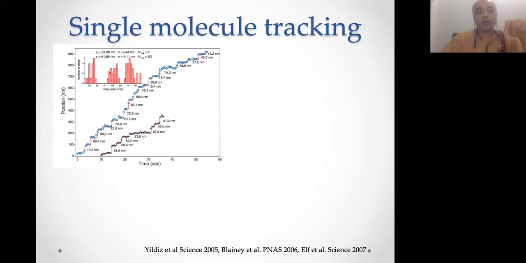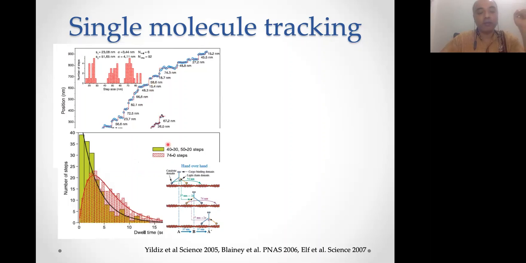But then in this classic paper from Paul Selvin's lab, what they did was attach dyes to the myosin 5 motor protein, and they would then let it move on the microtubule. As it moves, you can fit the centroids and look at the movement of the centroids, and you would notice that they are taking steps which can be tabulated, and you can build a histogram of those.